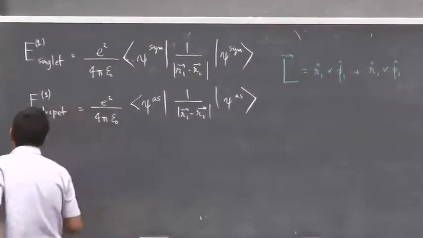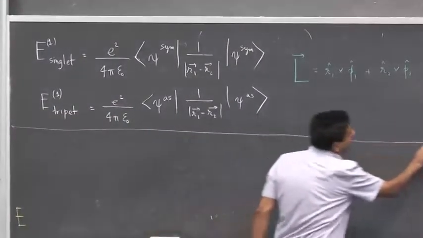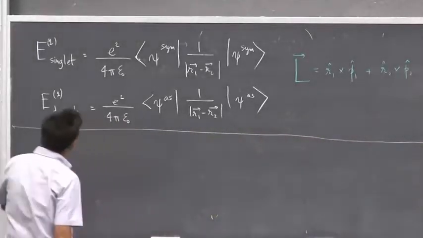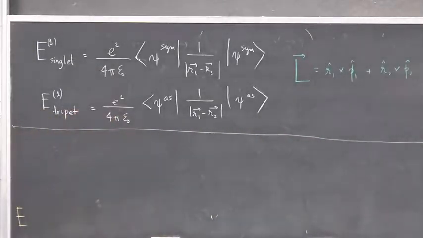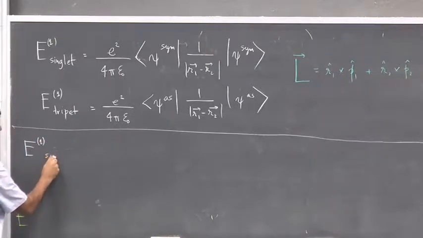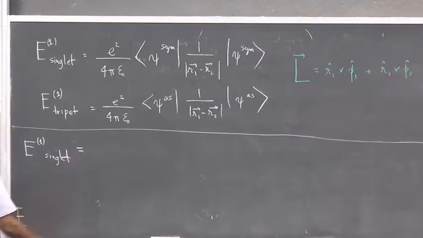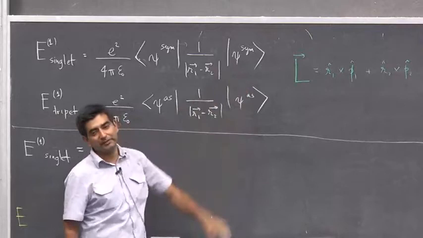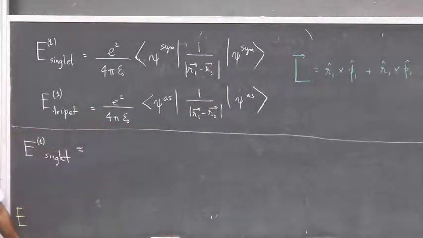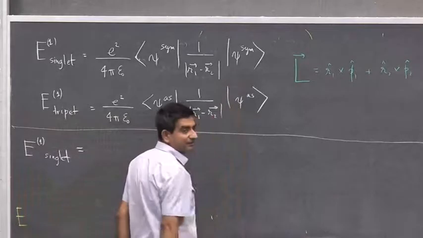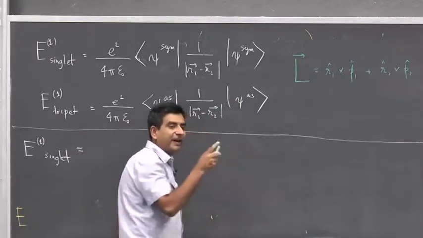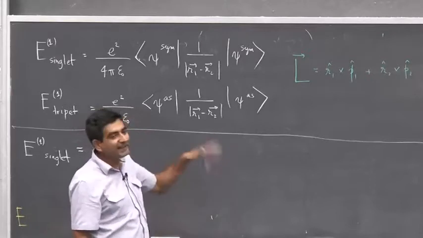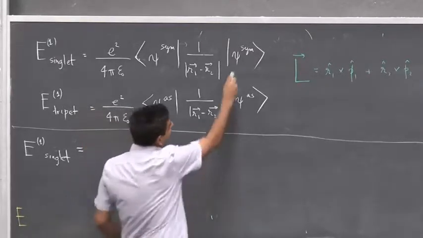Now I will just start the calculation over here, and then you have to finish it on your own, probably as a homework part. So if I want to calculate this thing over here, for the singlet, I repeat the same kind of calculation. But then I would like to write this in terms of the position space. And now the basis states are the symmetric and antisymmetric states. So this thing, psi sym.